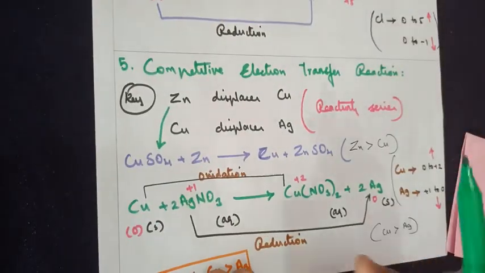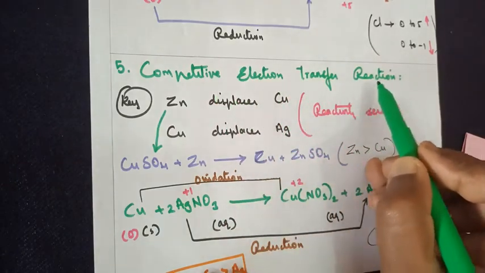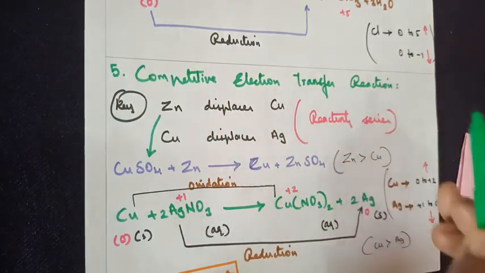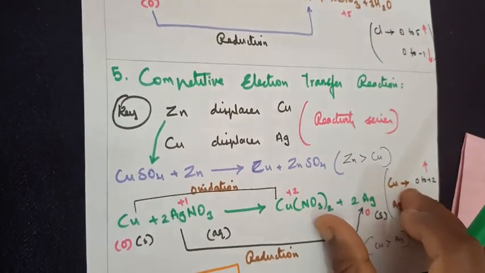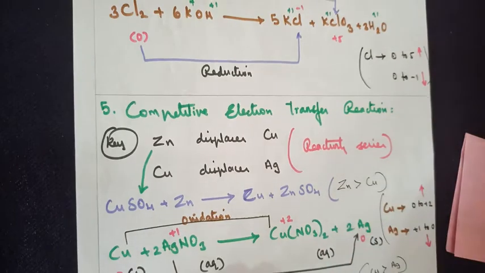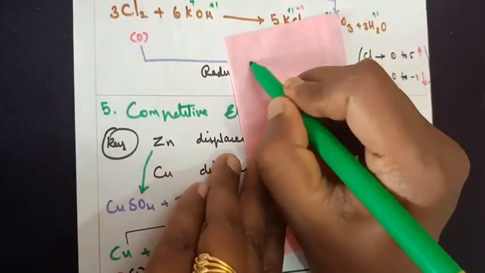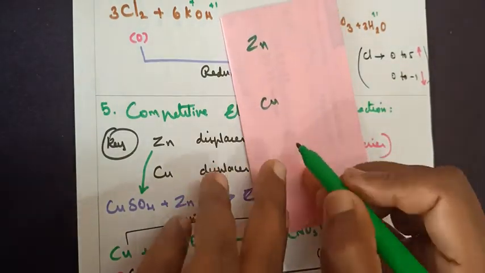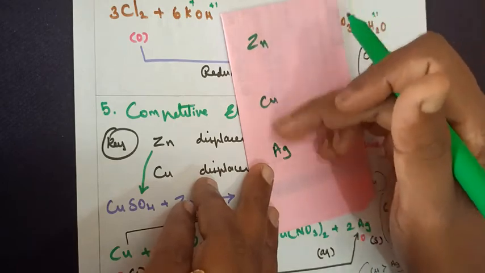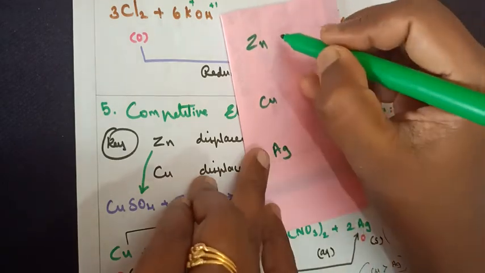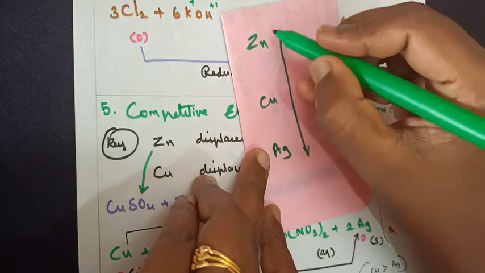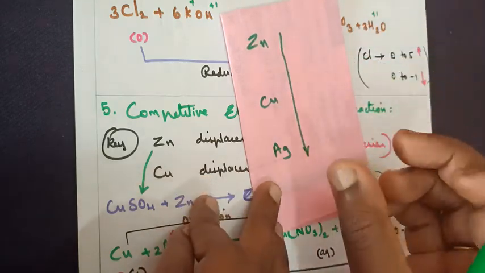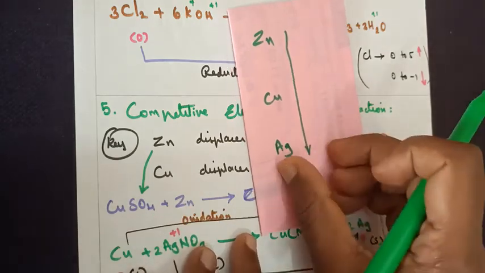Moving on to the very last category, competitive electron transfer reactions, or sometimes they will give it as competition electron transfer reactions. Here again, you have to remember the reactivity series that I gave in the previous class. If you look at it, there are so many elements here. Zinc is placed above, then comes copper, then comes silver. In between, so many elements are there, I am not talking about them. I told you the reactivity for the upper elements is high, and the reactivity for the lower elements is low.